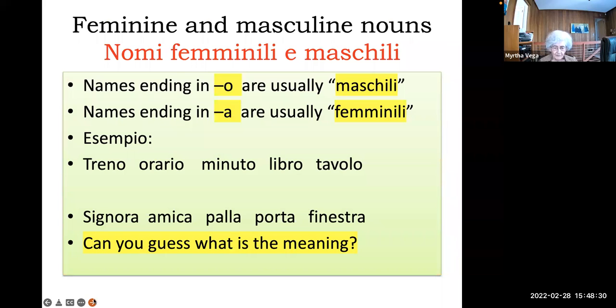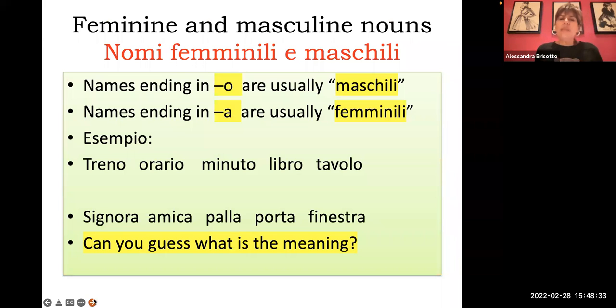So, feminine and masculine. I know you don't have feminine and masculine nouns in English, but in Italian we have nomi maschili e femminili. This is the general rule, but there are some exceptions. In general, nouns ending in O are usually maschili. Treno, il treno; minuto, minute; libro, book. They always end with O, maschile.